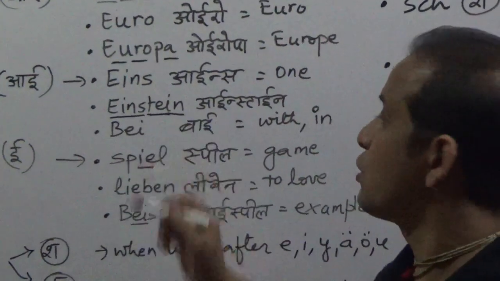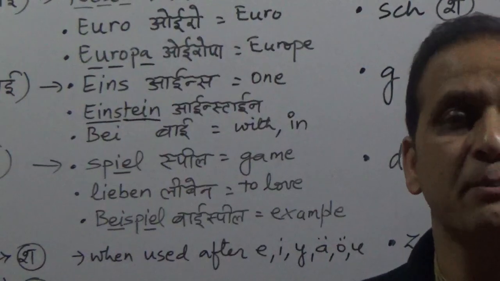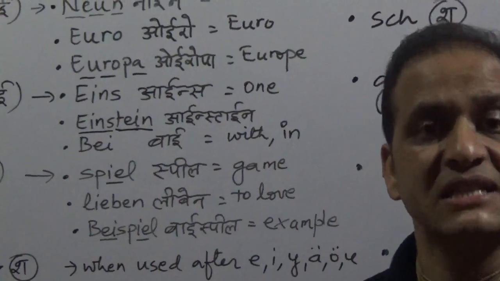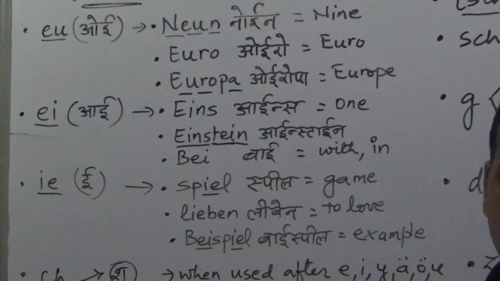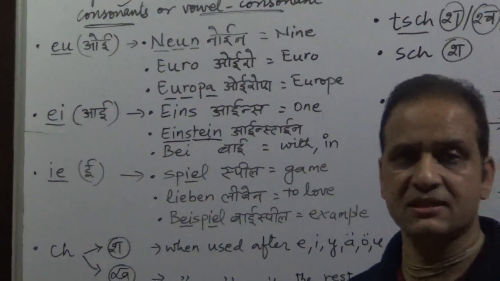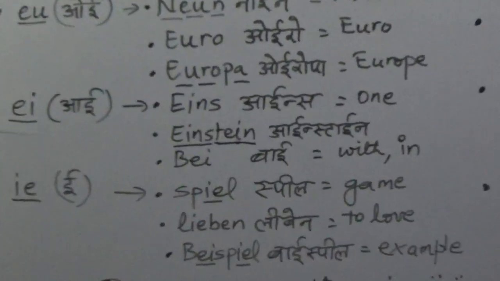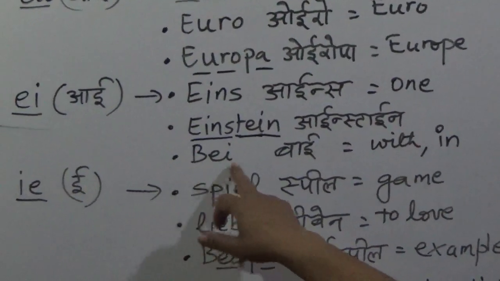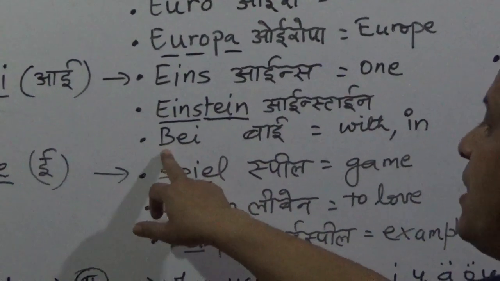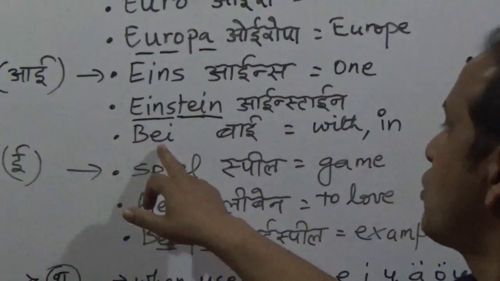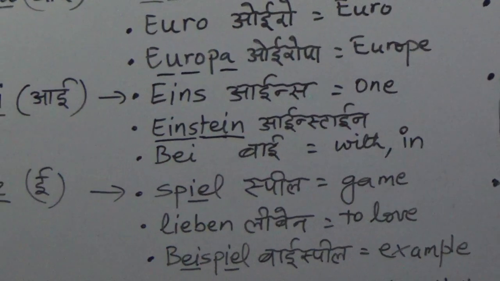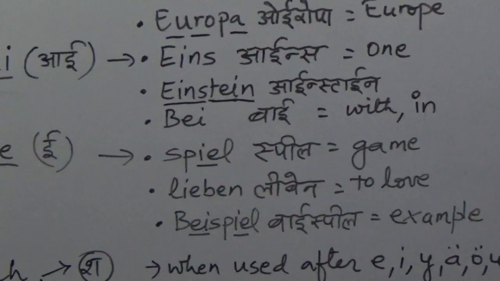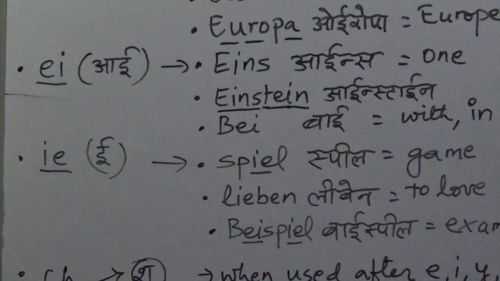So Stein. Altogether Einstein. Some people pronounce it differently, and that's not the correct one. The correct one is Einstein, and you know Einstein was a great scientist of Germany. B-E-I: this is B and EI gives the I sound, so altogether it is bei. Bei means with, or in; it depends upon its use, it gives different meanings. We'll study it later on.